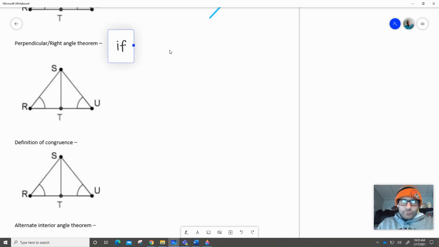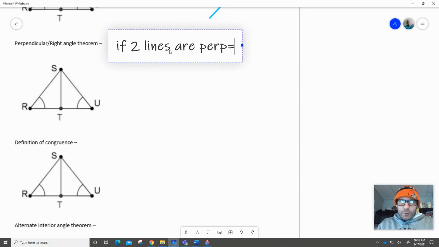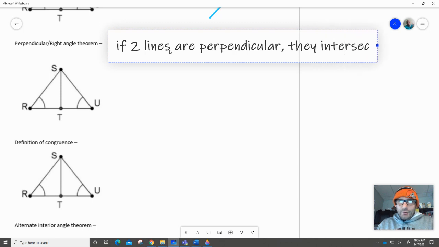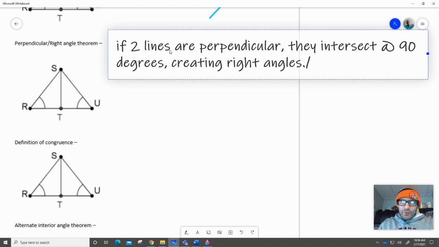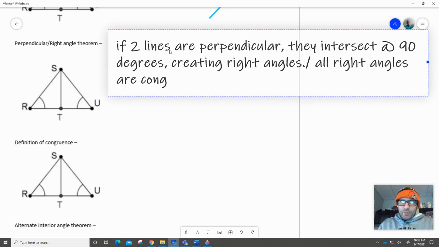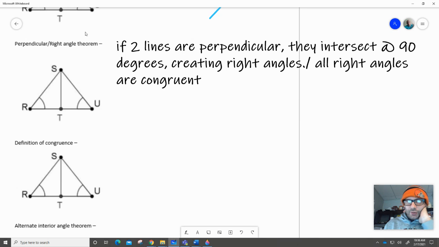All right. Lines are perpendicular. They intersect at 90 degrees, creating right angles. And the second part, the right angle theorem, is all right angles. Again, very obvious. We all know that right angles are 90 degrees, but it's still something that we need to make sure that we write down when we do these proofs.